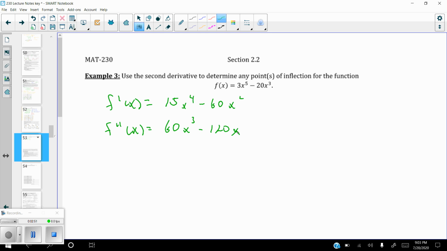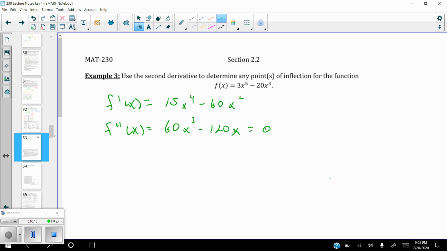In order for us to find inflection points, we need to figure out whether concavity changes when the second derivative is 0 or undefined. Since it's polynomial, it cannot be undefined. So let's set it equal to 0, and we're going to solve this one. So basically, we're finding critical values of the second derivative.